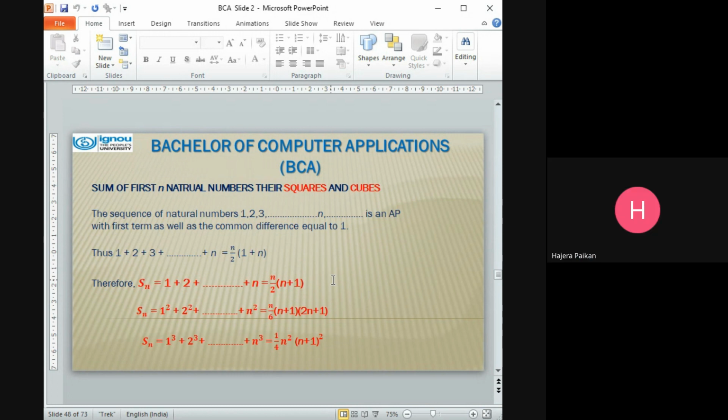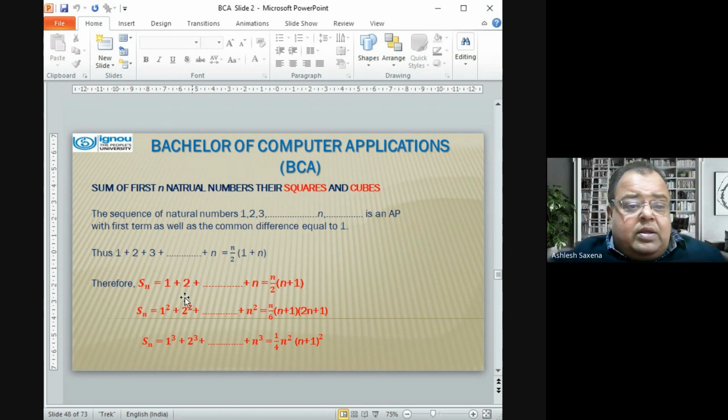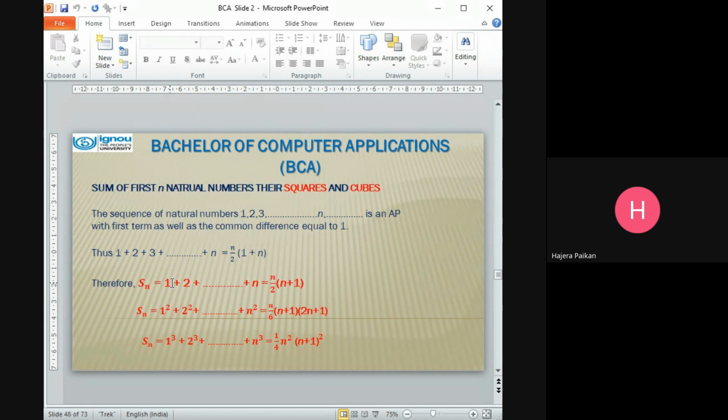Sir, it will be 3. What is the sum of these two numbers? This is what I was asking. The sum of the first two terms will also be 3.